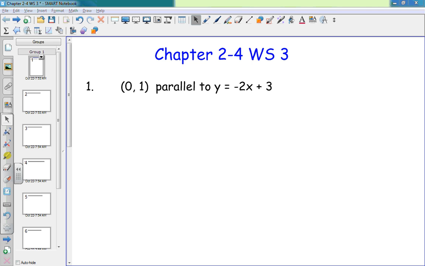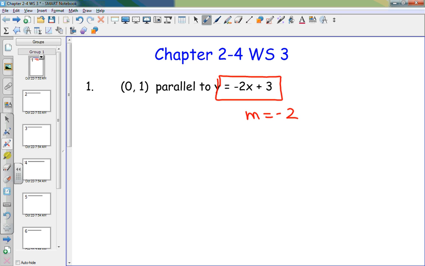Okay, worksheet 2-4, worksheet 3. I give you (0, 1), parallel to y equals negative 2x plus 3. So step 1, what do we do? Take the equation and solve it for y. Is this thing solved for y? Yes, it is. I simply can box it in, and then I can say, okay, well, what do I need out of here? Slope. I need the slope, and my slope is negative 2.